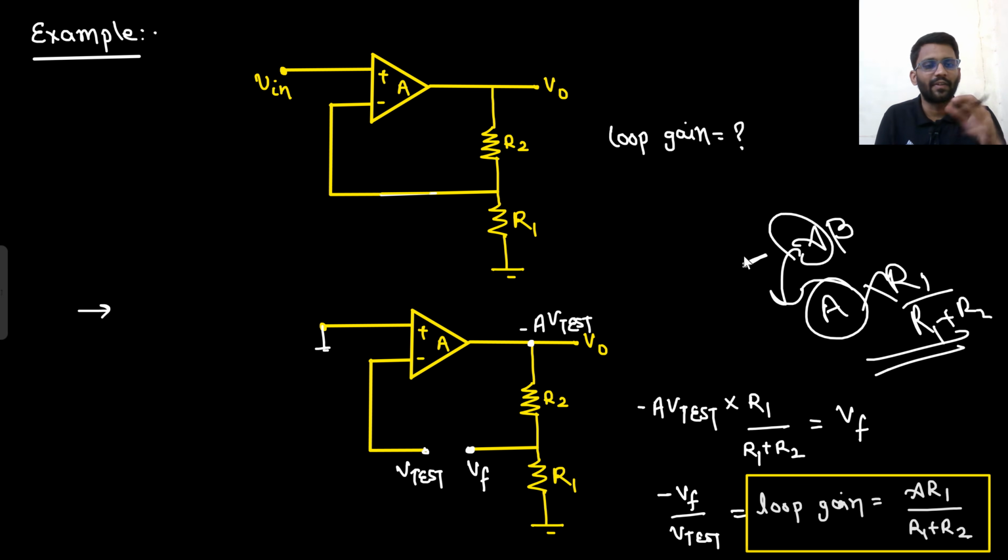You don't need to remember anything. For positive feedback, what is the feedback factor? For negative feedback, what is the feedback factor? This is just the simple method. And if you want to remember, for positive feedback, the loop gain is minus A beta, and for negative feedback, the loop gain is plus A beta.